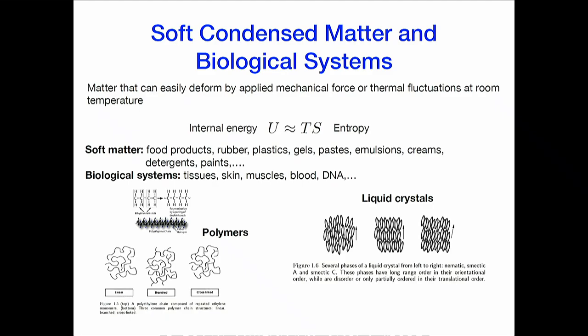Okay, so now what is characteristic of soft condensed matter and biological systems? It's matter that can easily deform by either applying a small mechanical force or even simply by thermal fluctuation itself. And the hallmark of these systems is that the internal energy or the internal enthalpy of the system is essentially of the same order of magnitude as the entropy. As a result, the system is very flexible and very soft, hence the name of soft matter. So soft matter, you have it everywhere: food products, rubber, plastics, gels, paste, emulsions, creams, detergents, paints, you name it. Everything you see essentially, except metals and maybe glass, is soft matter. And in biological systems, you have tissues, all the tissues, skin, muscles, blood, DNA, all the biopolymers, etc.